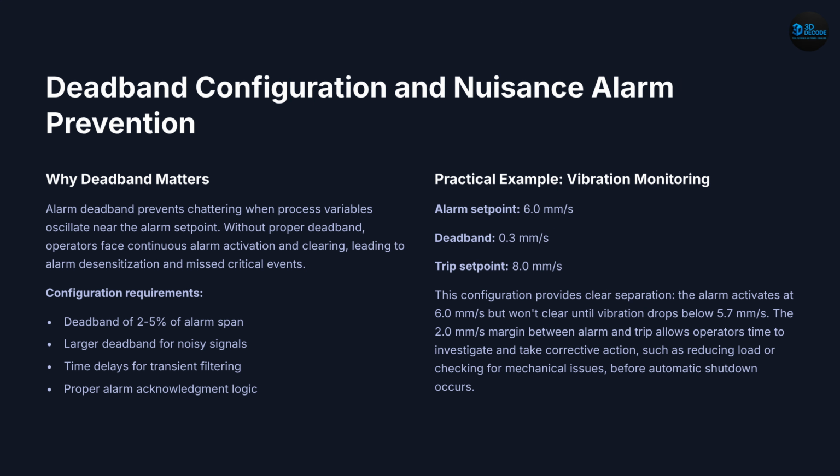Slide 6. Deadband concept. Deadband is used to prevent nuisance alarms. Without deadband, if a parameter fluctuates near the alarm value, the alarm will continuously turn on and off. This creates alarm fatigue and reduces operator attention. So we introduce a small deadband, usually around 2 to 5%, to ensure stable alarm behavior. For example, if vibration alarm is set at 6 millimeters per second, it should only reset when it drops below around 5.7, not exactly at 6.